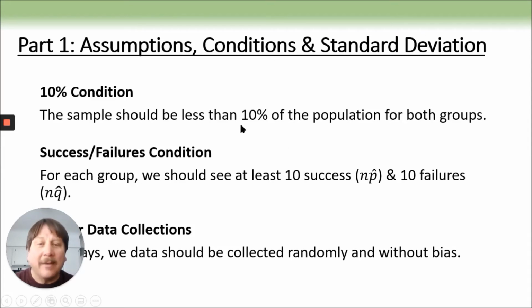Your 10%, your sample should be less than 10% of the population, and you should have at least 10 successes and 10 failures. You can kind of tell that part pretty quick just by looking at the numbers, because they often give us the number of successes and the sample size. Not always, but often. And of course, our data should be collected randomly and without bias, as always. Often, in a textbook setting, you really just have to assume that that's what they did. We just really don't know.